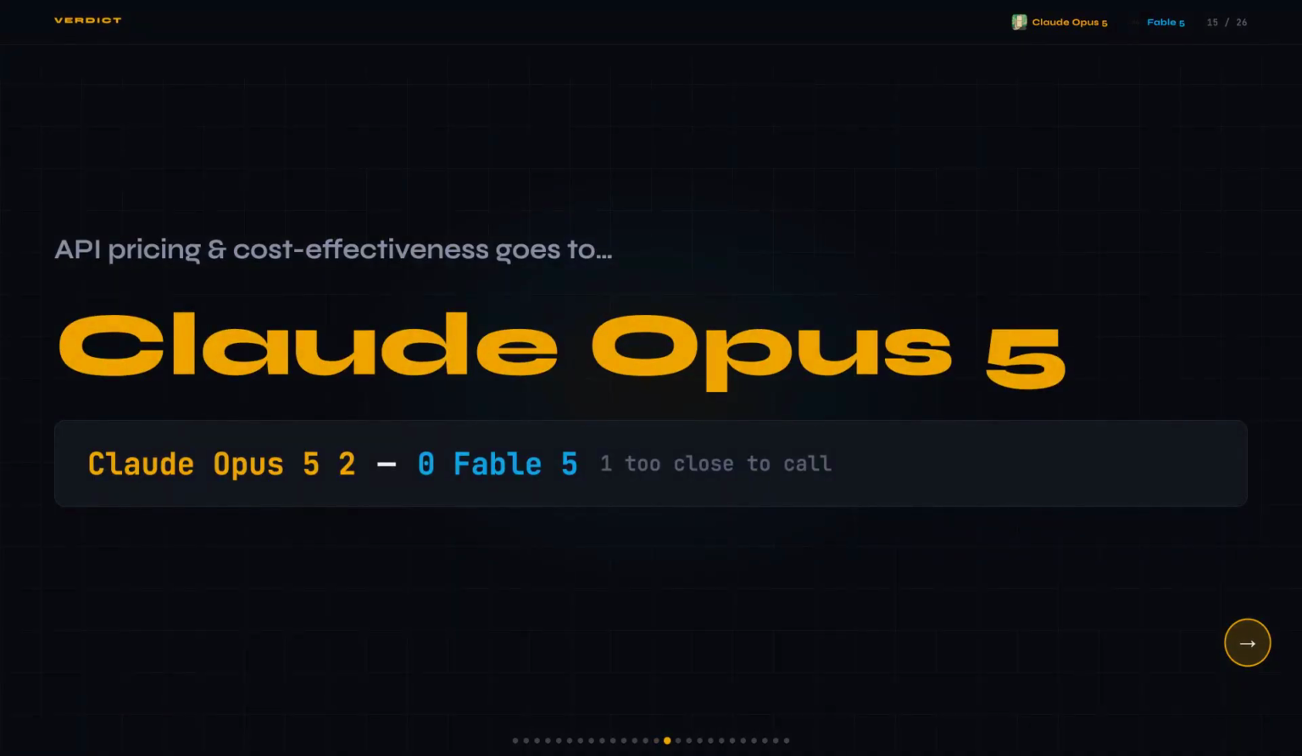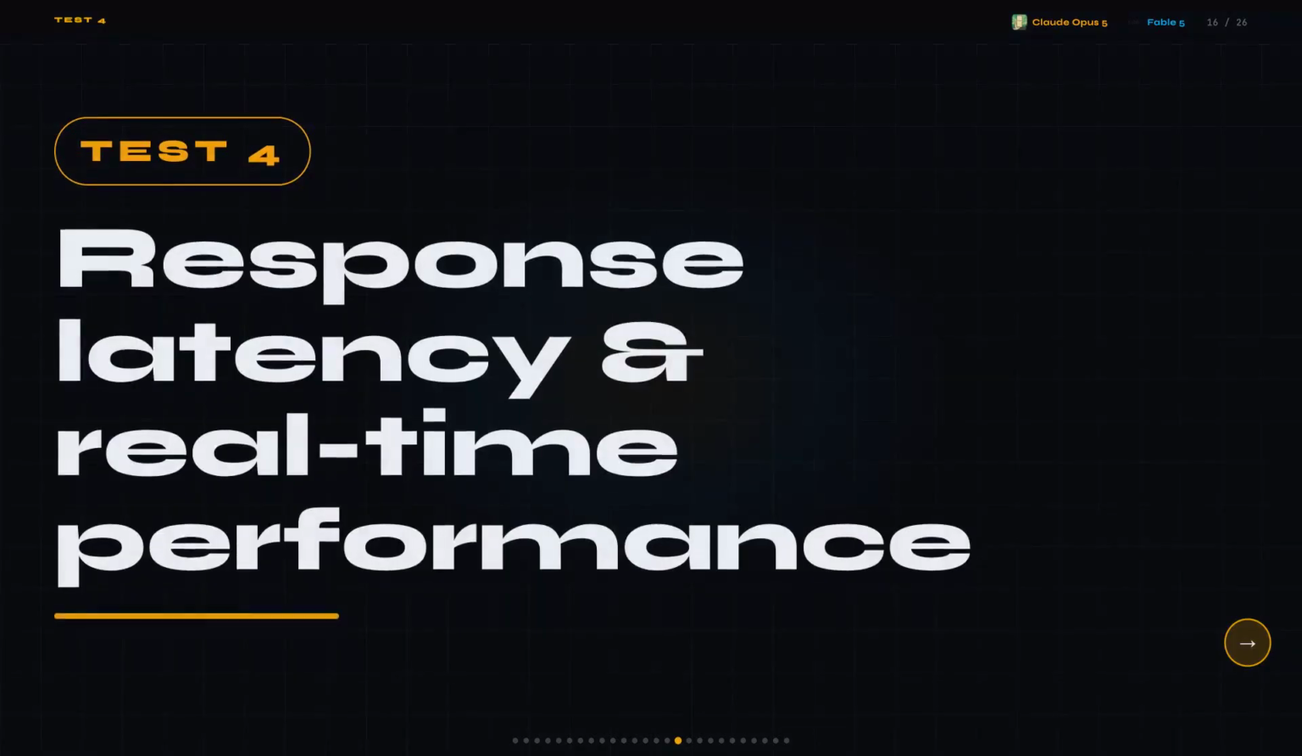I was expecting some nuance here. Maybe Fable's prompt caching would close the gap since it can cut input costs by roughly 90%, which is real. But even with caching, Opus 5's absolute prices are still lower. So Opus 5 wins pricing, and that's 2 for Opus 5, 0 for Fable 5, 1 tied. So test 4 is response latency and real-time performance.